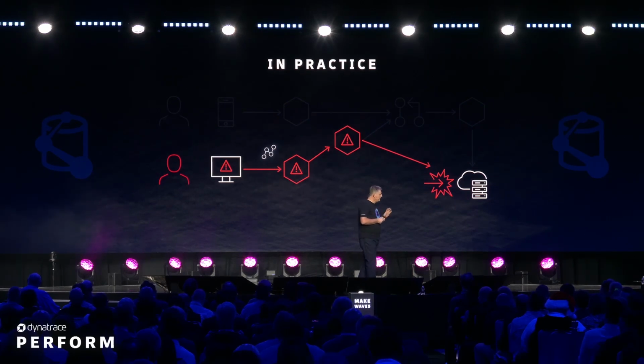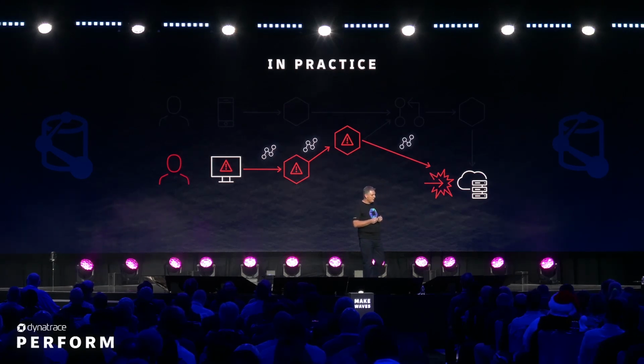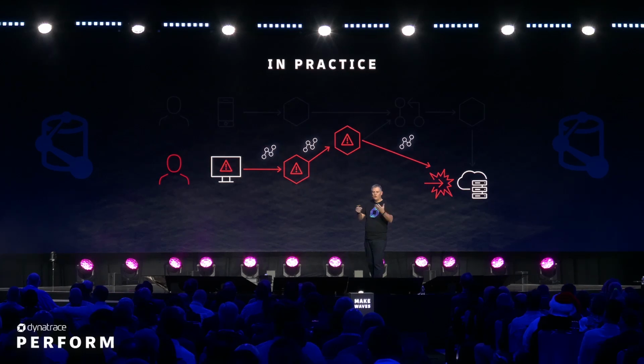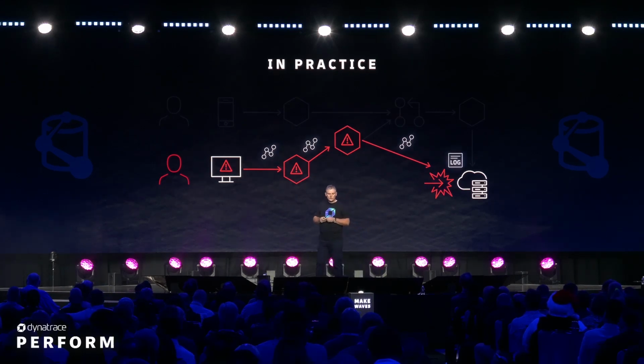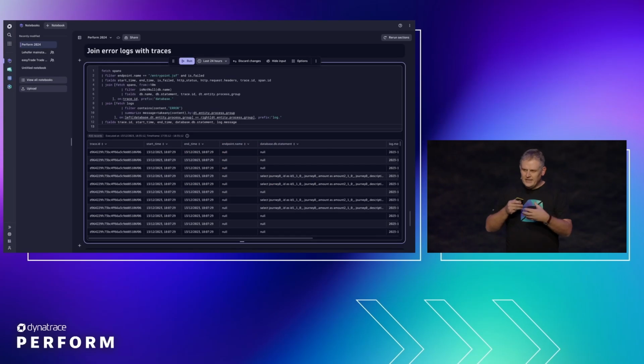We start with a very simple DQL statement here that gives us exactly the requests that are failing on the front-end level. Then we are using the join command in the next step to follow these traces from the entry point back to the database tier. And finally, we are adding log data to the picture in this example by joining also the log data to really see the root cause on the database level. And this is now the analysis on the raw data that we are doing.